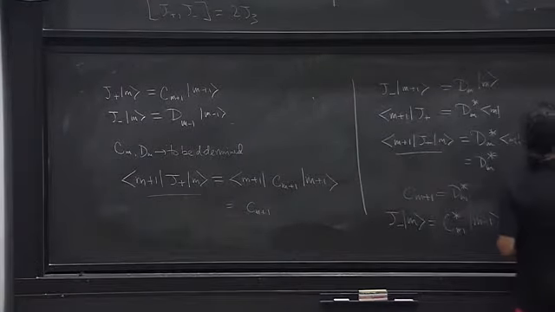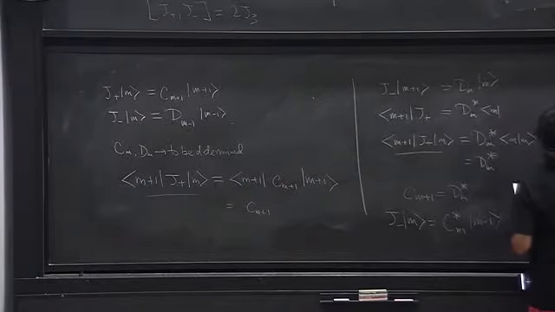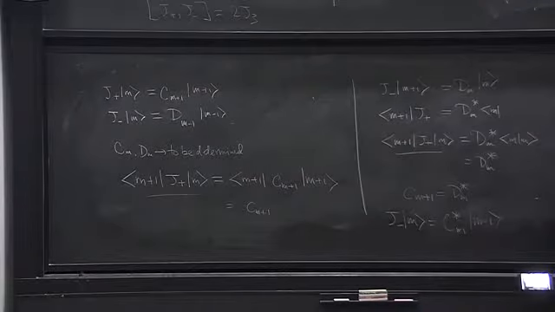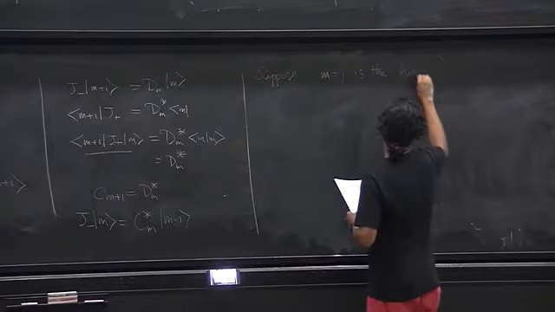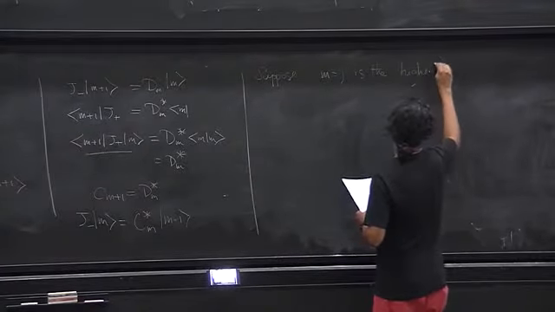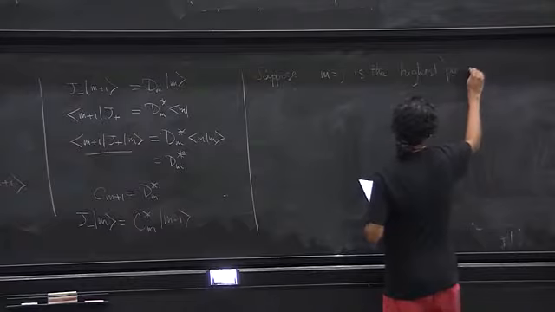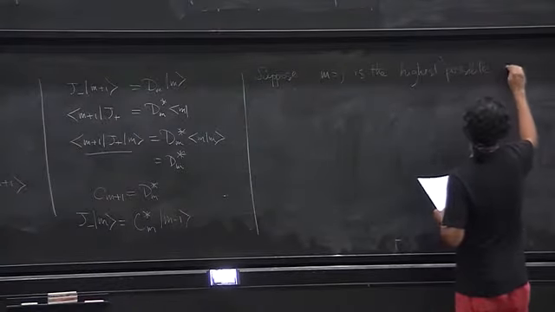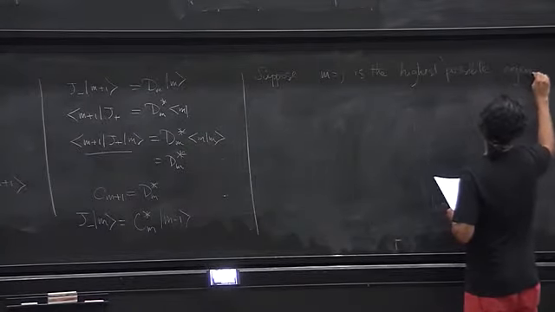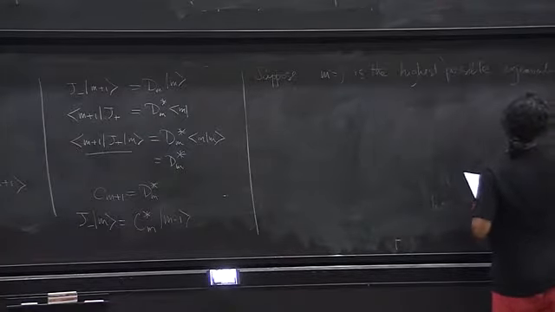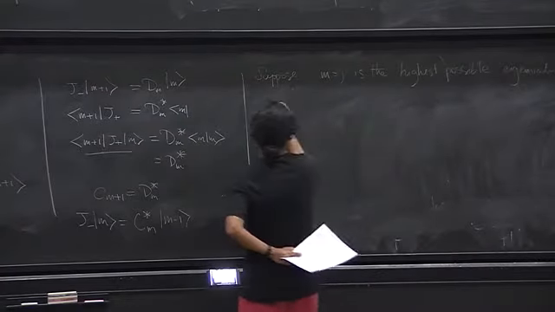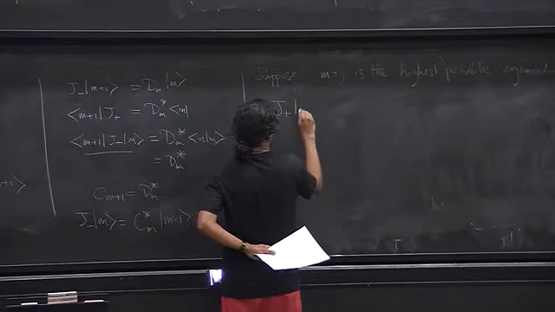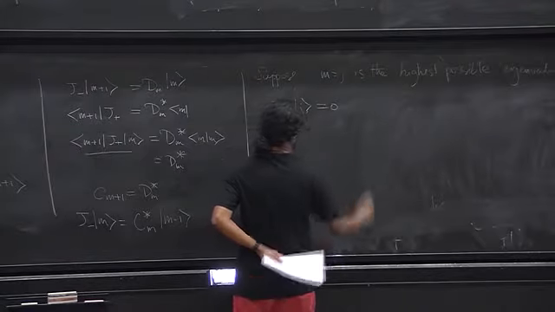Now suppose that m equals j is the highest possible eigenvalue of J3. So that means that if I apply J plus onto that state, I should get 0.